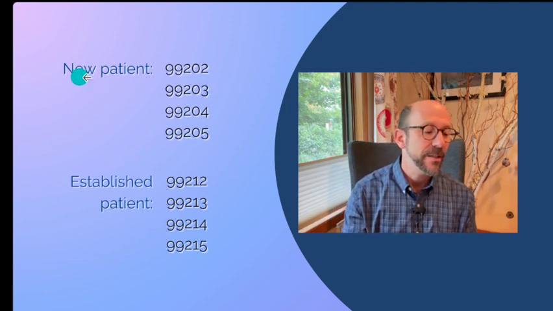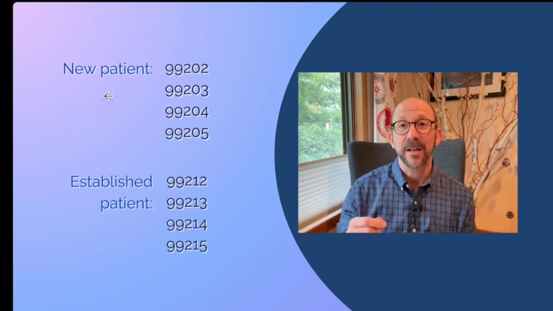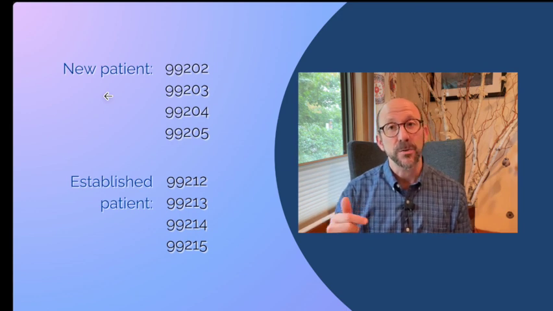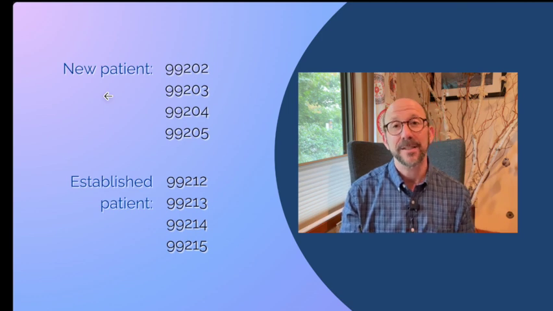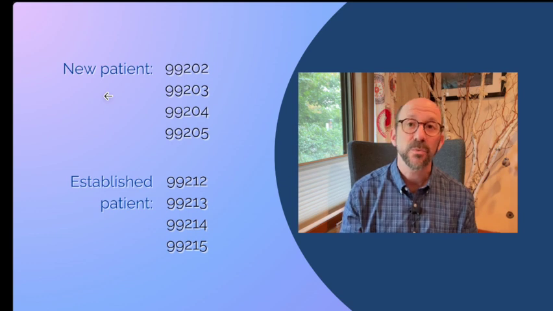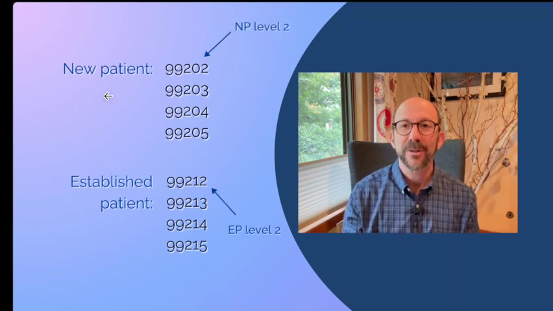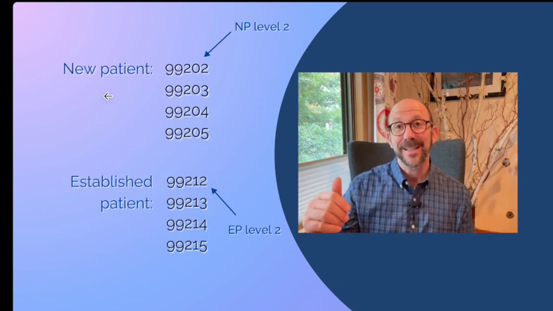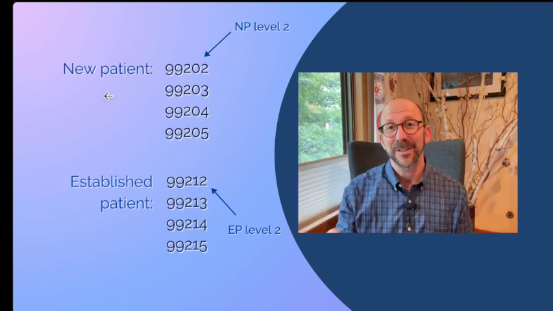For a new patient, your codes for evaluation and management are 99202, 99203, 99204, and 99205. For established patients, it's very similar, but there's a 1 where the 0 was. It's 99212, 99213, 99214, 99215, where the complexity of the case increases from a level 2 to a level 5.